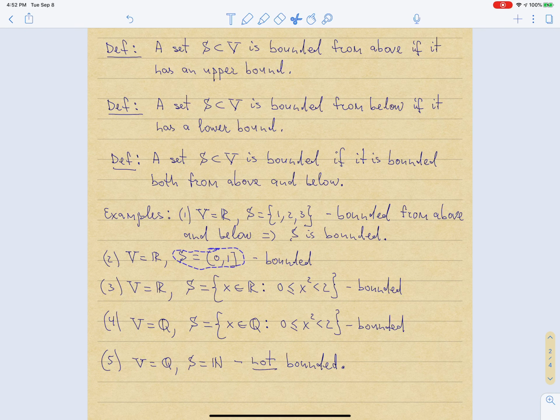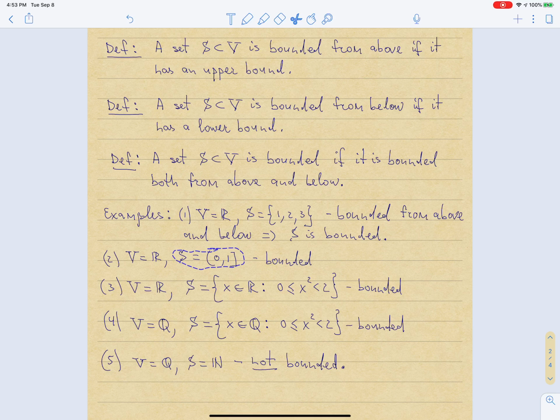In the third case, again, we're bounded because x is between 0 and square root of 2. So that means that we have both lower and upper bound. In the fourth case, same thing. Again, x is going to consist of all rationals, squares of which are between 0 and 2. So 0 is a lower bound. For example, x equal to 2 is an upper bound. So therefore, this set is bounded.